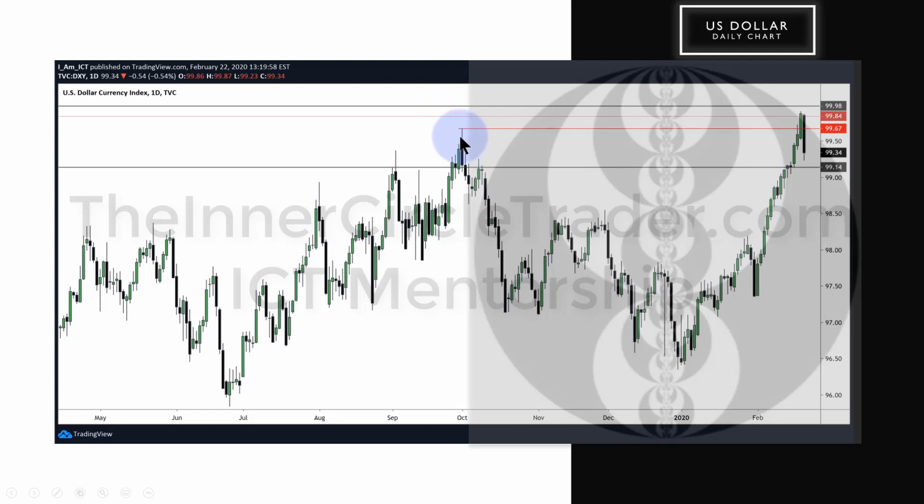We have the consequent encroachment, which is the midpoint of that. Then we have the old high, and then we have the liquidity pool resting above that. Okay, so there's all these levels that we have to watch for. Now, the question you new folks are asking yourself is, okay, well, which one do we watch? You watch the levels independently in relationship to time of the day of the week.